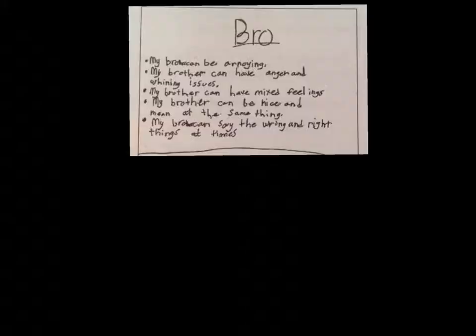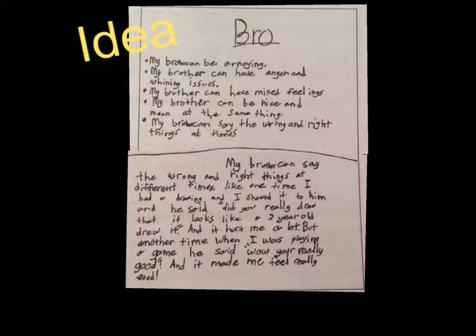Here's an entry that somebody came up with. For an example, they put bro. My brother can be annoying. My brother can have anger and whining issues. My brother can have mixed feelings. My brother can be nice and mean at the same time. My brother can say the wrong and right things at times. That was just their idea, but then their entry is: my brother can say the wrong and right things at different times. Like one time I had a drawing and I showed it to him and he said, "Did you really draw that? It looks like a 3-year-old drew it," and it hurt me a lot. But another time when I was playing a game, he said, "Wow, you're really good," and it made me feel really good.